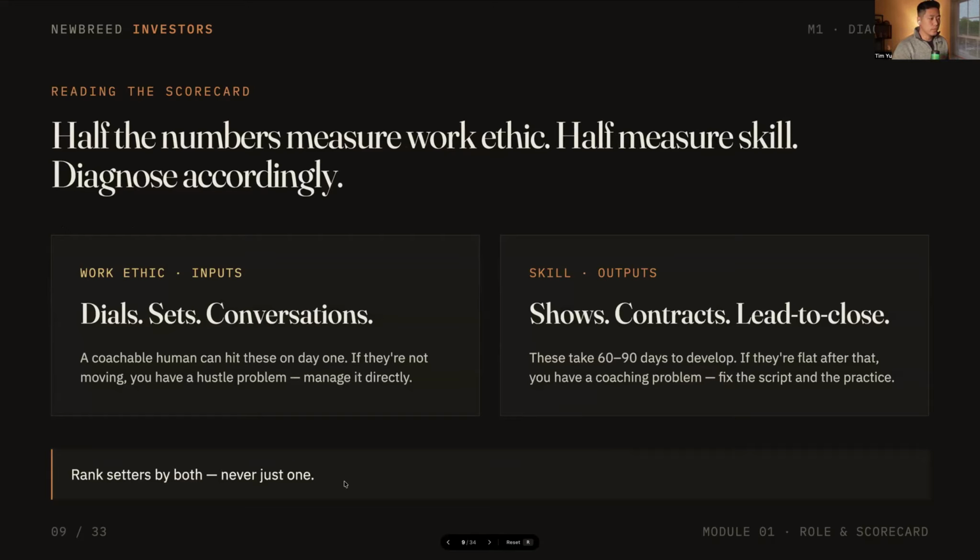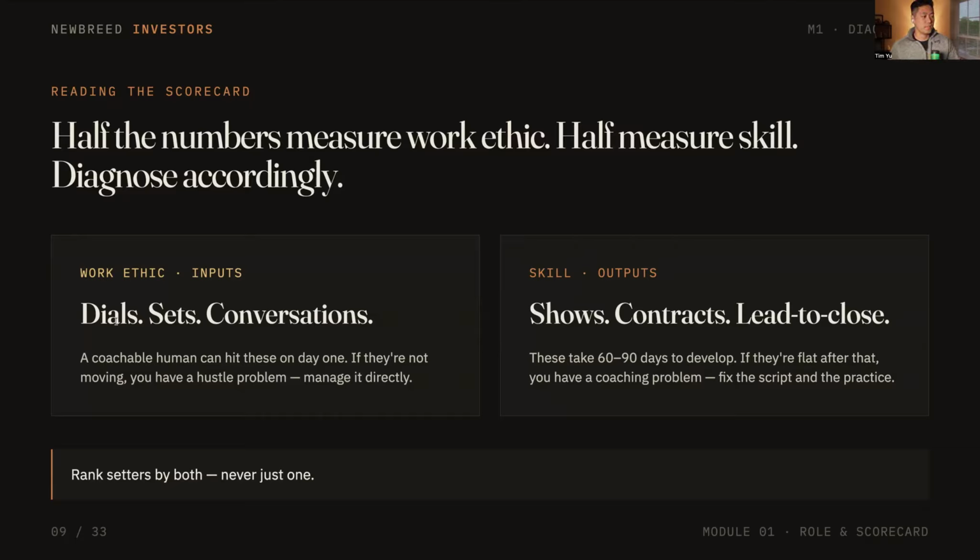So when you're reading the scorecard, half the numbers measure the work ethic. The first half of diagnosing your setter is the actual work ethic. This is stuff that's actual grit and motivation. How many dials they're doing, right? Which then feeds into probably more sets and then more conversations. If you have a setter that's only calling 100 dials a day, that's probably not the best, in my opinion. Now, setters obviously aren't cold callers, but the amount of work they put in, if they're putting in 4 to 5 hours a day, that's a pretty good day, right?